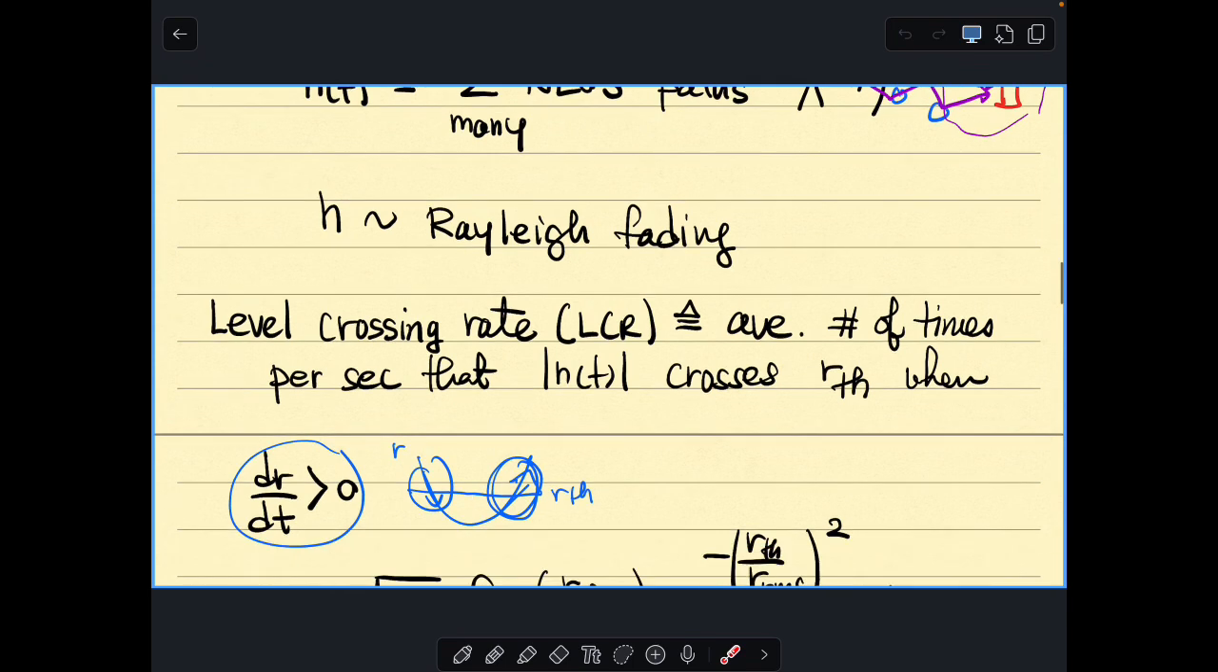Now, one parameter that we can look at to see how the channel gain changes in time is what we call the level crossing rate. So what is this level crossing rate? We use LCR to denote this. It's the average number of times per second that the magnitude of the channel crosses the threshold.